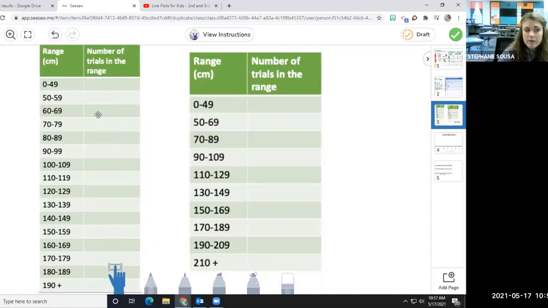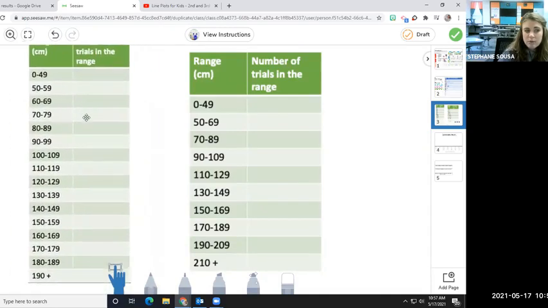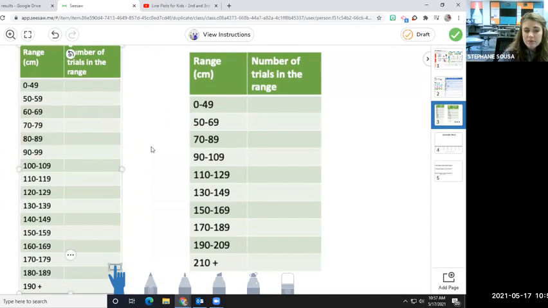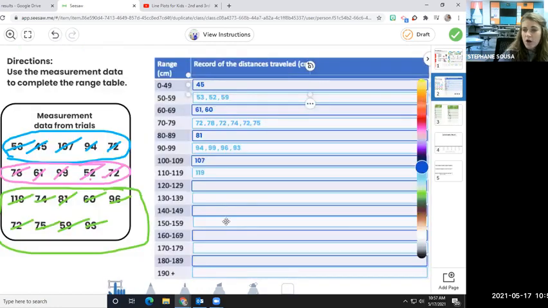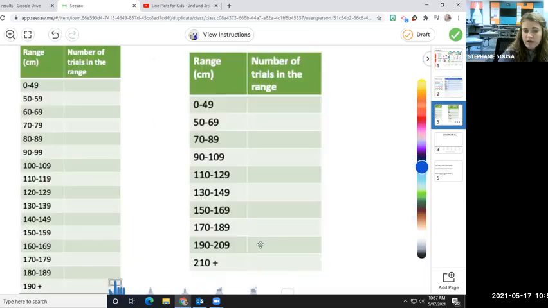On slide 3, we see the same data table that we just had, but this time it's going to be turned into a frequency table. So let's go see how many cars we had between 0 to 49. 1 car. It was the 45. So we're going to put a number of 1 inside of that range. 1 car drove between 0 and 49 centimeters.